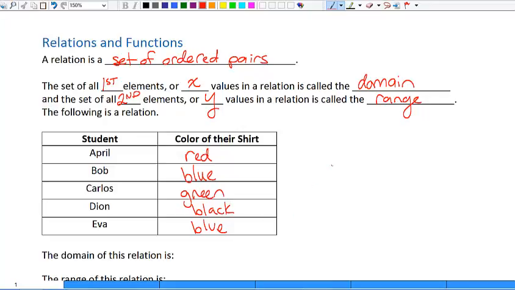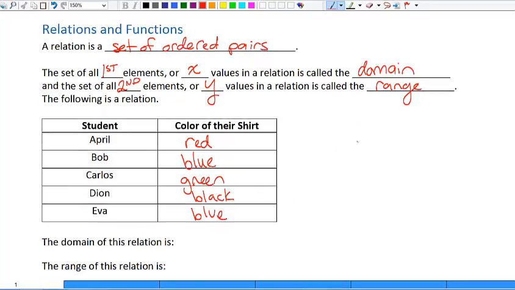So the domain of this relation is the set of all first components. Normally we use x, y, but in this case they're not x's, they're just students. But nonetheless, it's the first component, so the domain of this relation is April, Bob, Carlos, Dion, and Ava.